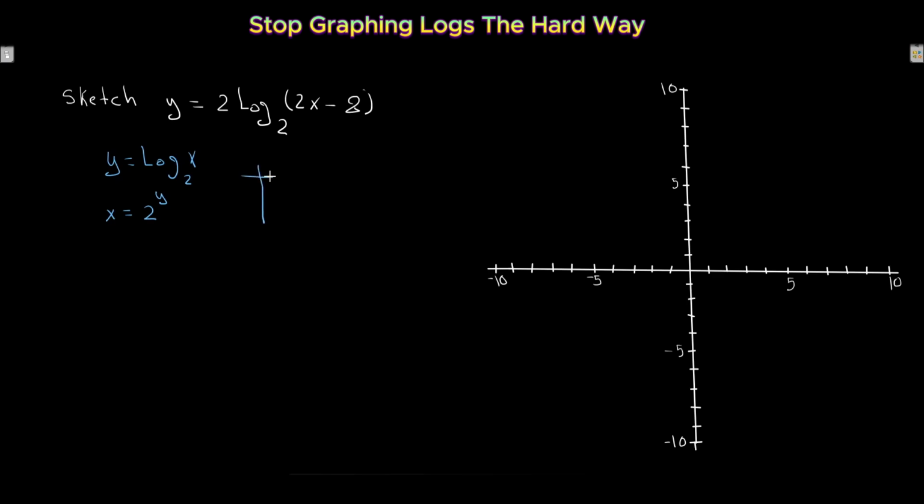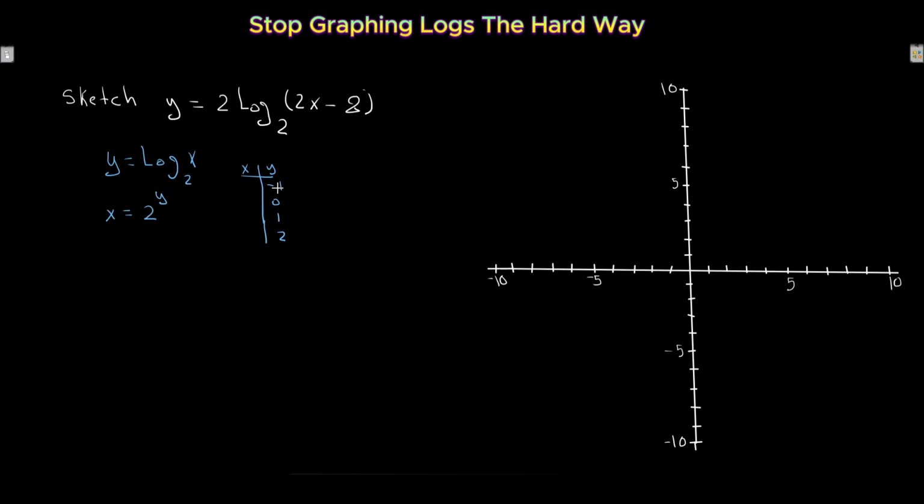So I'm just going to go x, y. But what I'm going to do is make the y the input. So I'm going to start with plugging in numbers for y: -1, 0, 1, 2, and maybe that's it. That's all we need.